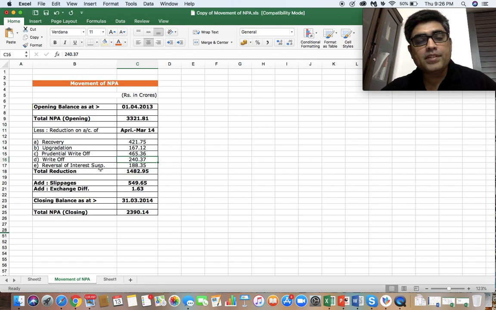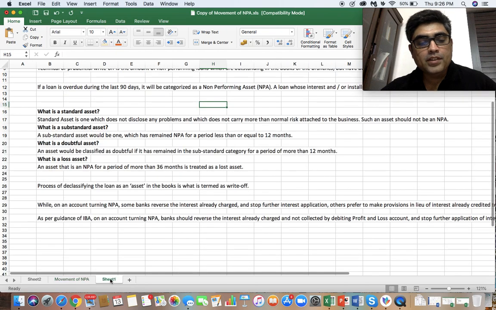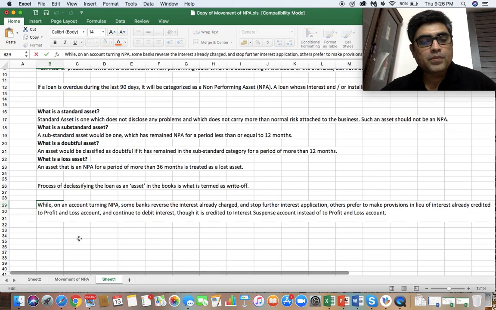Then comes reversal of interest suspense. So here you need to understand a bit. While on account of turning NPA, some banks reverse the interest already charged and stop further interest application. Others prefer to make provisions in lieu of interest already credited to profit and loss account and continue to debit interest, though it is credited to interest suspense account instead of to profit and loss account, right?